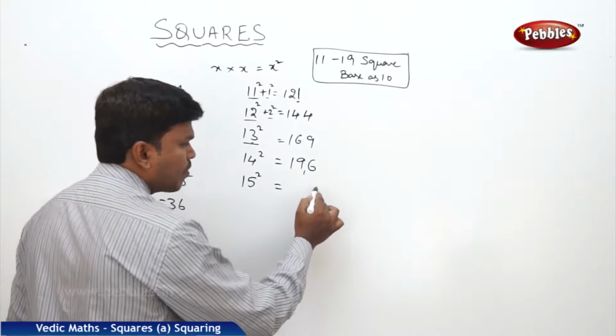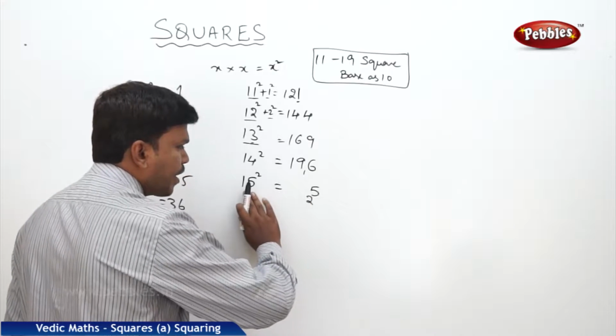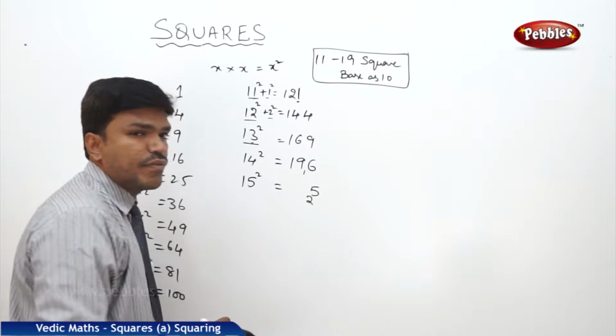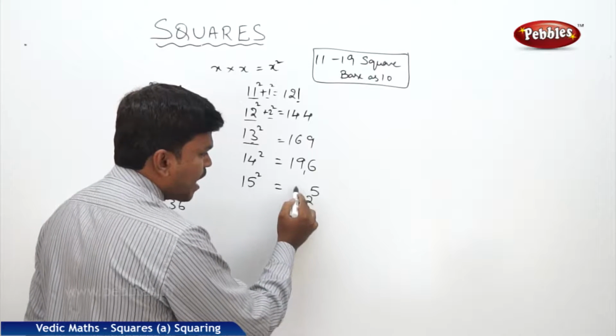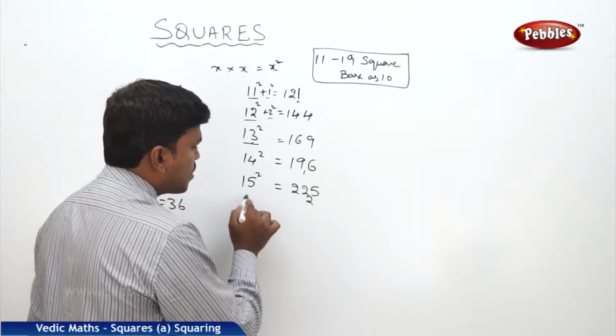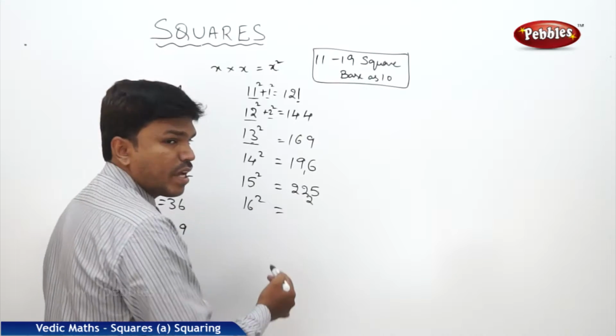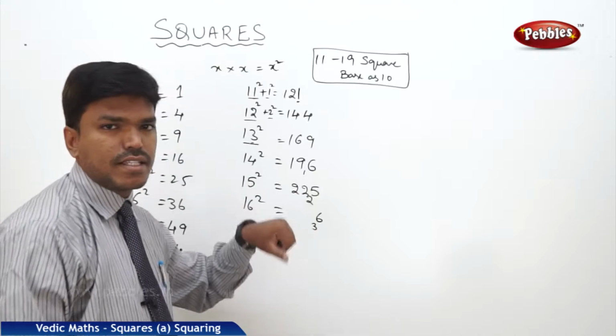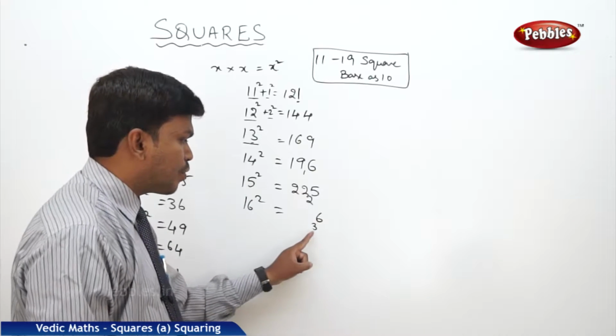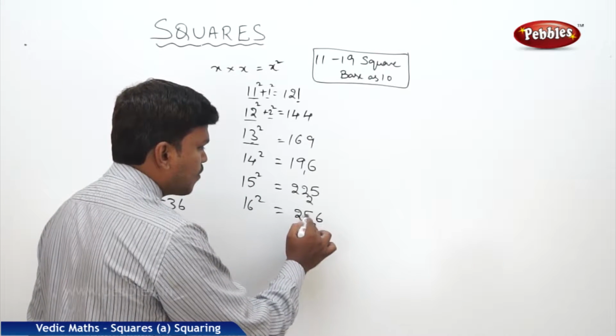Similarly, you tell me 15 square. 5 square is 25. Drop 5, carry 2. 15 plus 5, what is it? 20. 20 plus 2 as the carry, 22. 16 square. 6 square 36. Drop 6, carry 3. 16 plus 6, 22. 22 plus 3, 25.